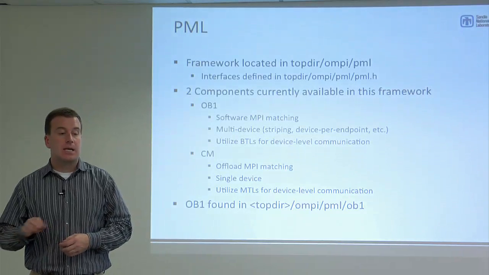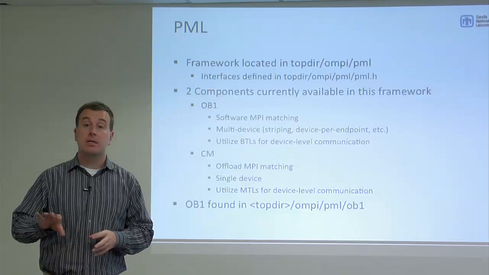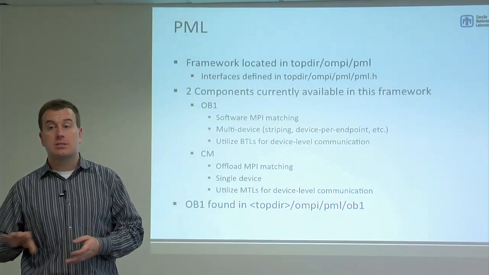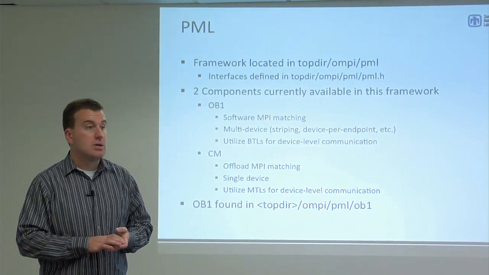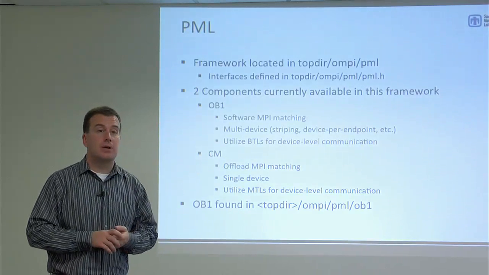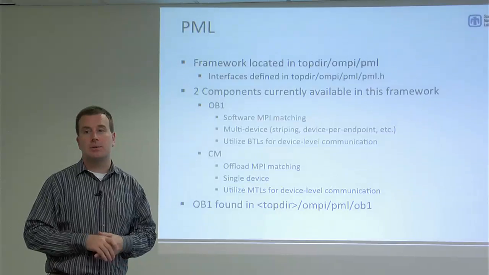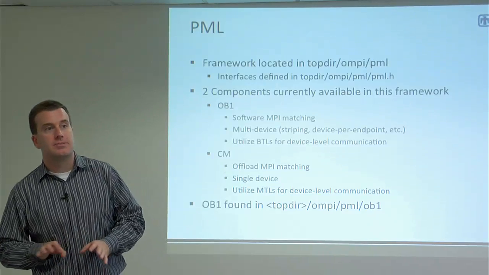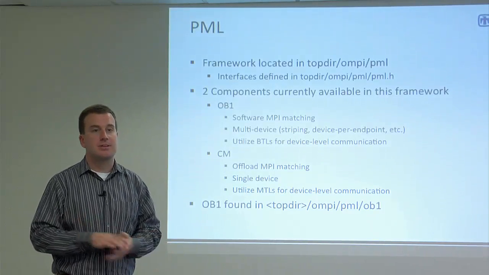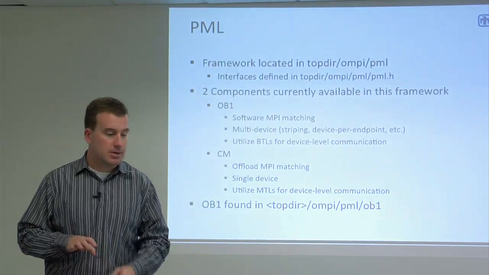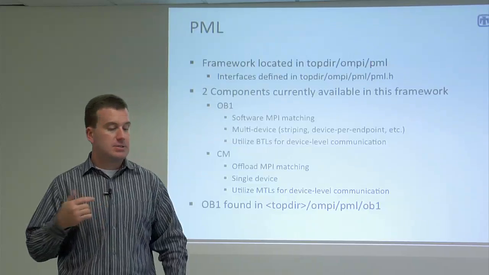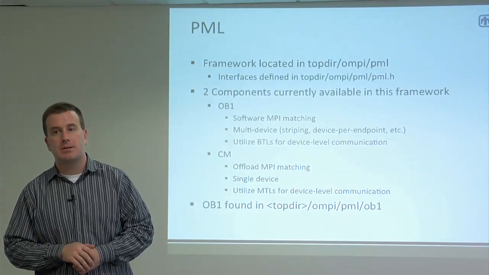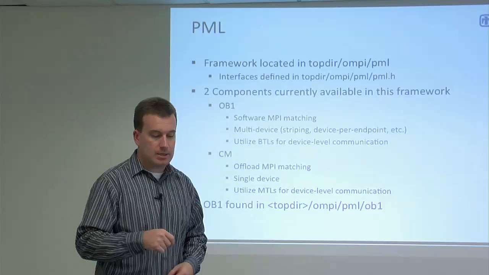There's also the CM PML that's intended for offload matching. It's really single device, and it uses the MTLs. This is really a special case for high-speed interconnects that were designed just to do MPI. There aren't many of those, and very few of them will be used in cloud computing for the foreseeable future, so they're probably not important. OB1 is found in ompi/mca/pml/ob1, just like the naming convention that Jeff talked about this morning.